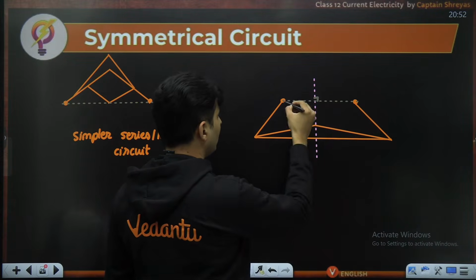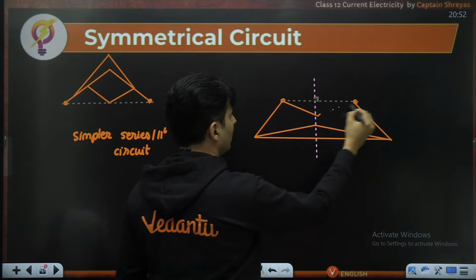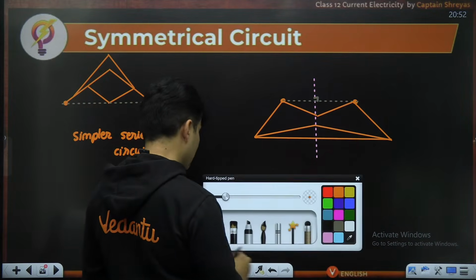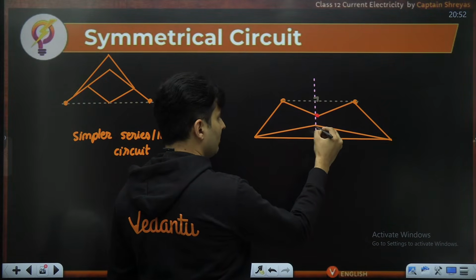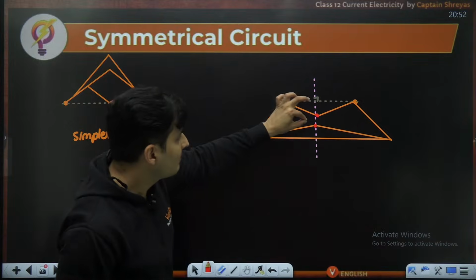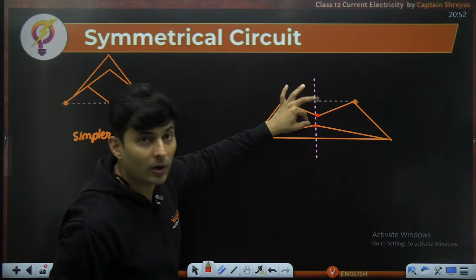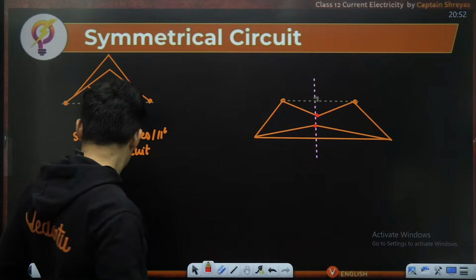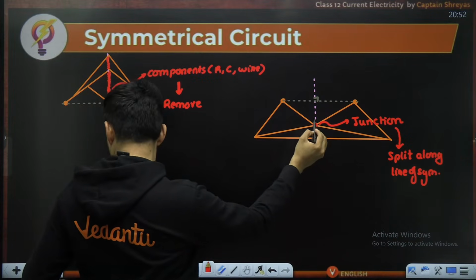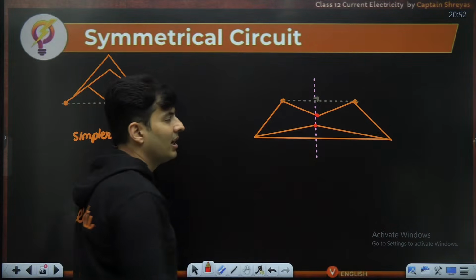Let me show it here. Split it along the line of symmetry like this. So one part is here, one part is here. I'm splitting that junction along that line of symmetry. Did you guys just get it? So this junction, you just split it along the line of symmetry.